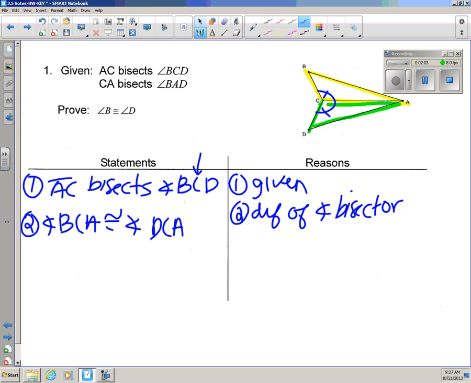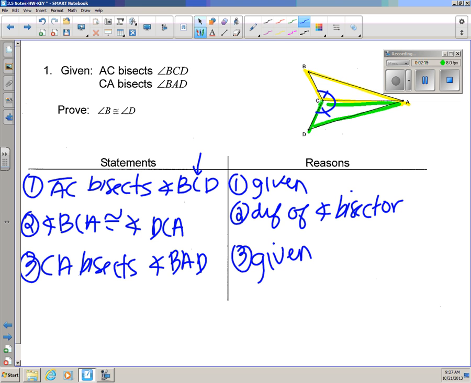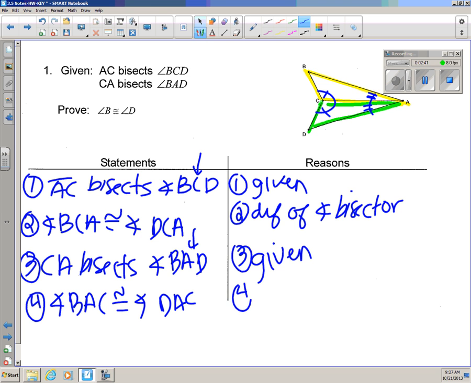Well, it also talks about how angle BAD is bisected by CA. So that would be your third statement, which is CA bisects angle BAD. That's given. Well, angle BAD is the vertex angle at A, which means these two smaller angles are now congruent. And that's also by definition of an angle bisector. So we're going to call it angle BAC is congruent to angle DAC. And this is also definition of an angle bisector.